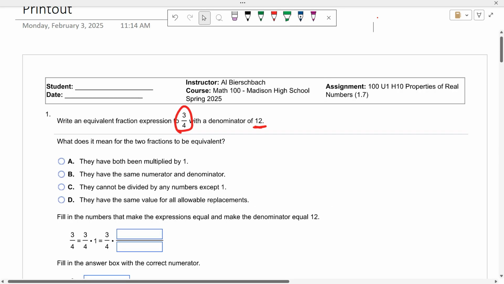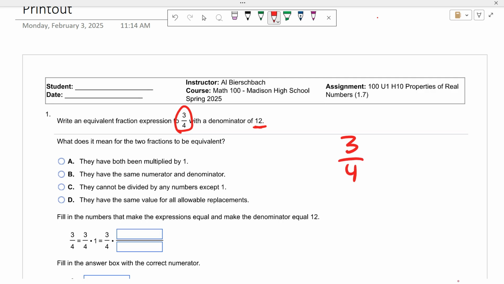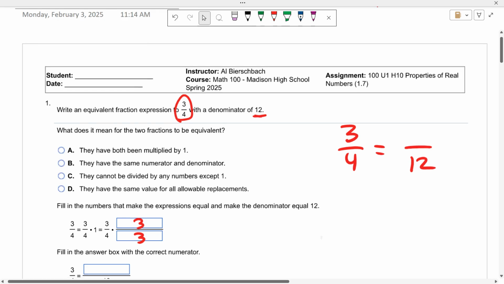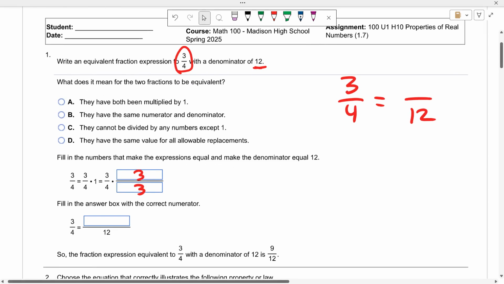So we have a fraction of 3/4. We want to have a denominator of 12. To go from 3/4 to being a denominator of 12, what do we have to do? Multiply everything top and bottom by 3. Multiply by 3 over 3. Okay? So they have to have the same value for all the allowable replacements.